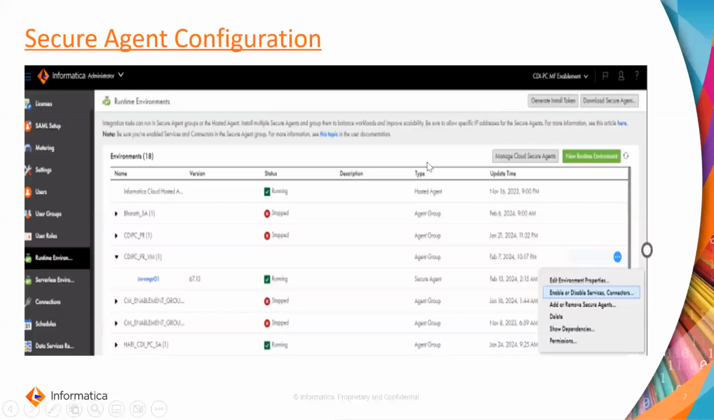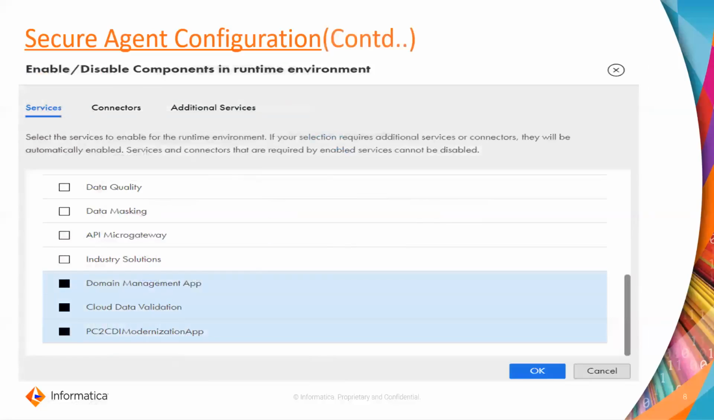Now let's see what is the secure agent configuration needed for CDI-PC. For that, log into IICS Administrator and go to runtime environment. Then for the secure agent group which we are going to use in domain migration, we have to enable certain services. These are domain management app, cloud data validation, and PC to CDI modernization app. Here, domain management app is used for domain migration. The rest two services are used to avail self-service feature of CDI-PC.